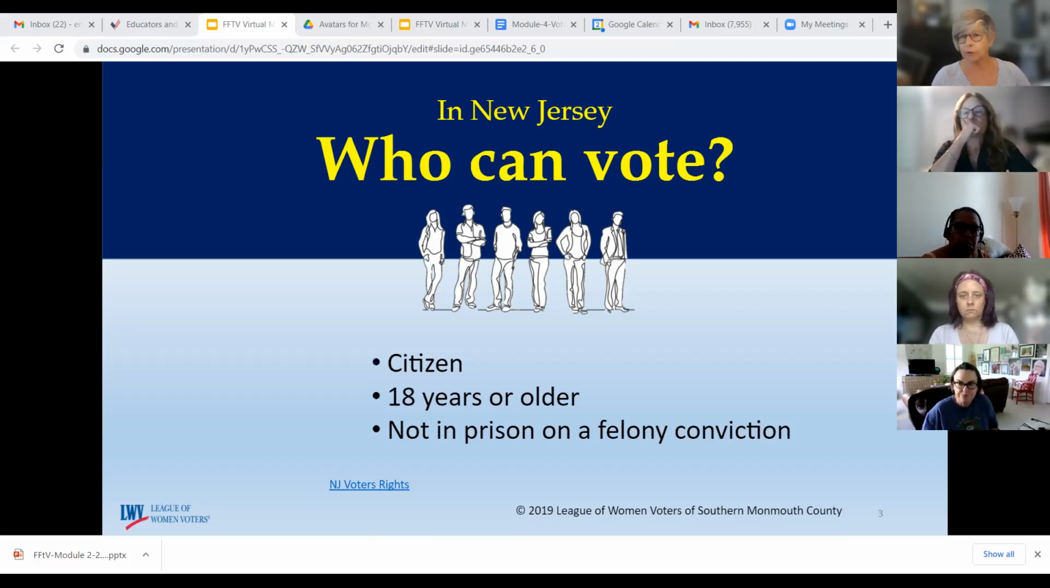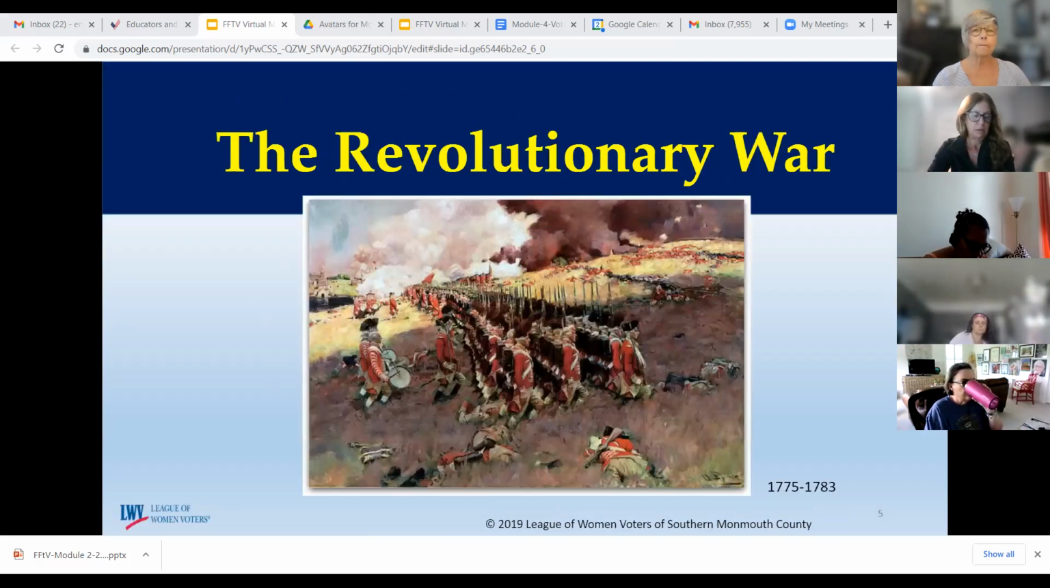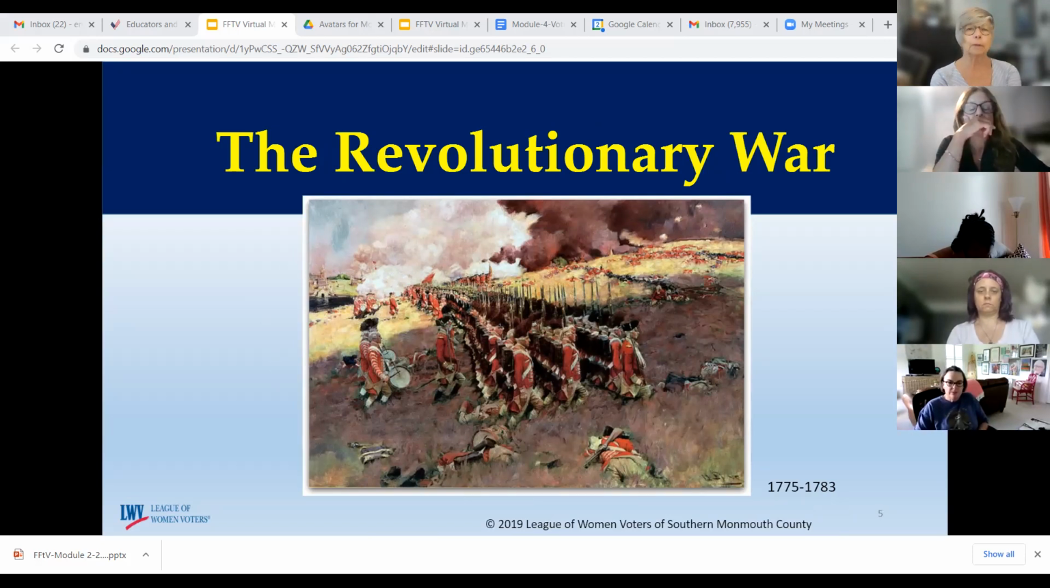And today, all of us are eligible to vote, as long as we're citizens. But that wasn't always the case. So let's go to the avatars. Okay. We're going to go back to the very beginning of our history, to the Revolutionary War. Americans have been fighting for the vote from that time.